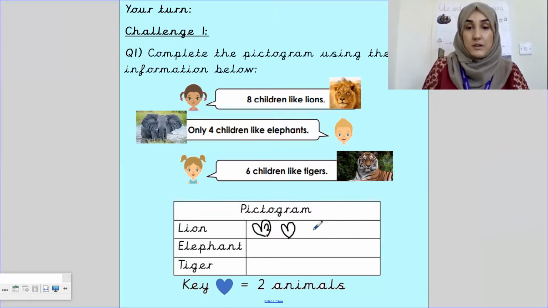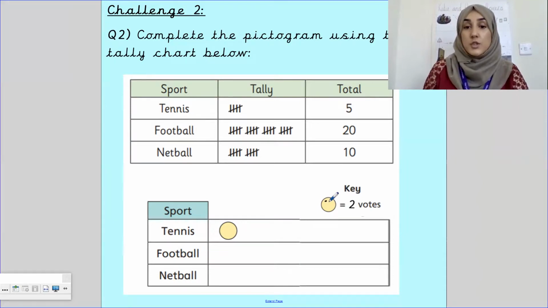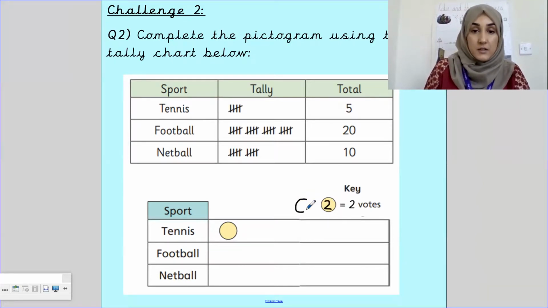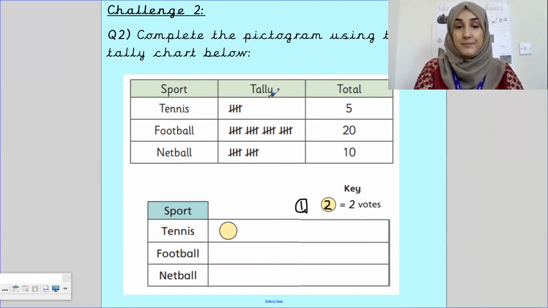Okie dokie. Oh, what happened there? There we go. Okay. Challenge 2, question 2. It says complete the pictogram using the tally chart below. Here is a tally chart of the amount of people that enjoy tennis, football, and netball, and the total has been done for you. Now your job is to complete the pictogram. Now remember, 1 circle equals 2. So half a circle, that's my semicircle, would equal 1. Okay, just keep that in mind when you're completing tennis.